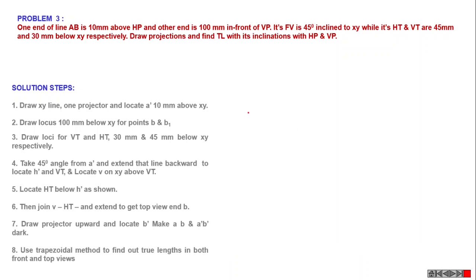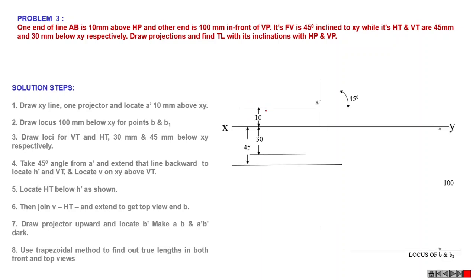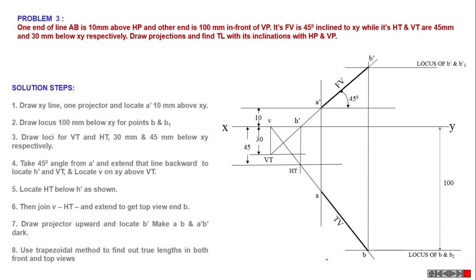Third question, the same problem we have already done in the previous slide. Same problem, but we can utilize the trapezoidal method to find out the true length of the line. These procedures are exactly the same up to this particular stage. We have located the front view and top view as in the case of the previous problem. Then in the next step we can apply the trapezoidal method.